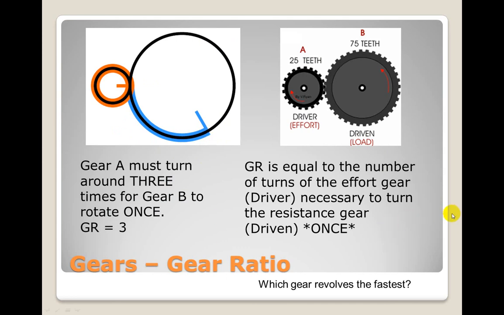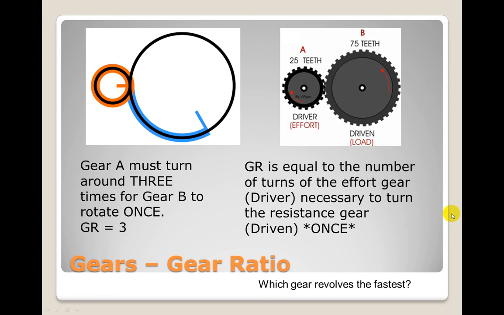So gear A must turn around 3 times for gear B to rotate once. That's where we get the gear ratio, which would equal 3. Right, so the gear ratio is equal to the number of turns of the effort gear, the driver, necessary to turn the resistance gear, or the driven, 1 time.